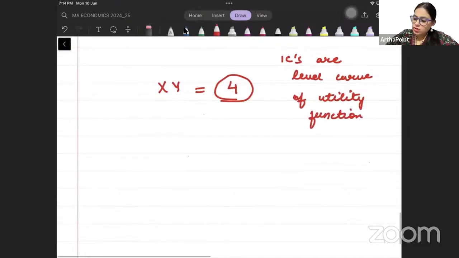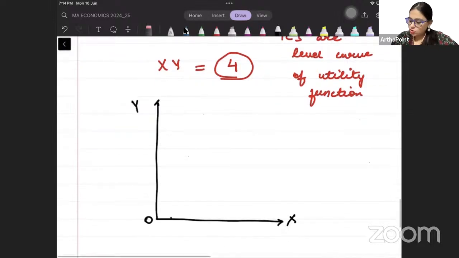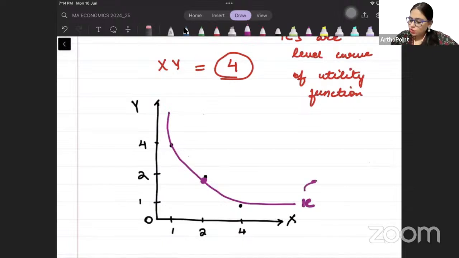And how do I go about plotting them? Very simple. Now that I have a 2D diagram, I can simply plot this. When x was 1 and y was 4, I was getting the same utility as when y was 1 and x was 4, as when both of them were 2. So if I just go ahead and plot them, I will get somewhere here, this will be my indifference curve. And this would represent the utility level of 4. So this is how we can go ahead and plot the indifference curve.